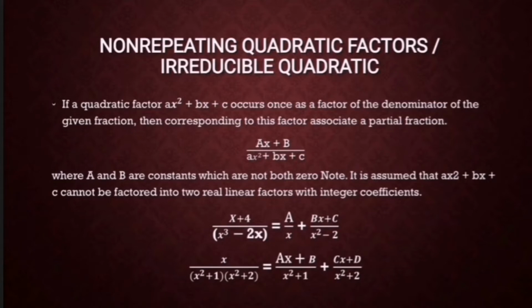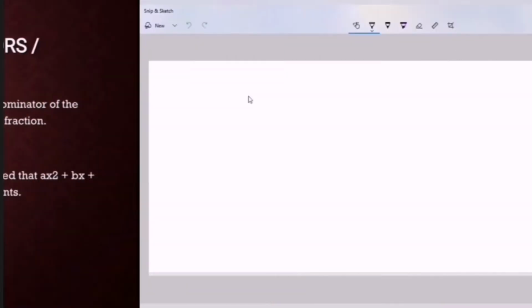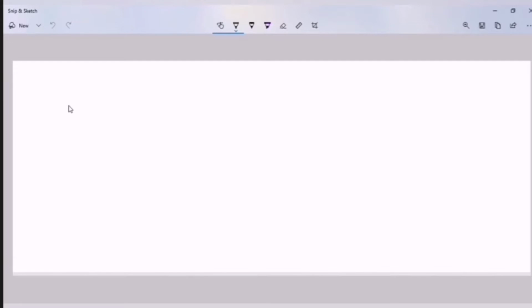As you can see, we cannot factor either of the factors further. So we will automatically equate this to Ax plus B all over x squared plus 1, plus Cx plus D all over x squared plus 2. And now, let us solve the first example.